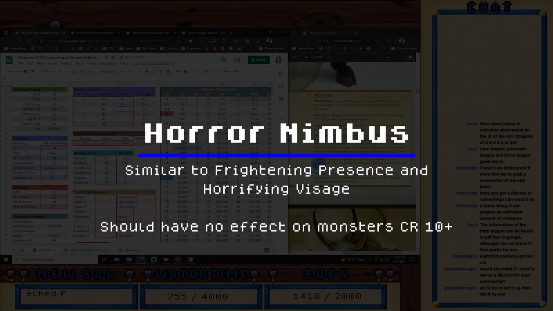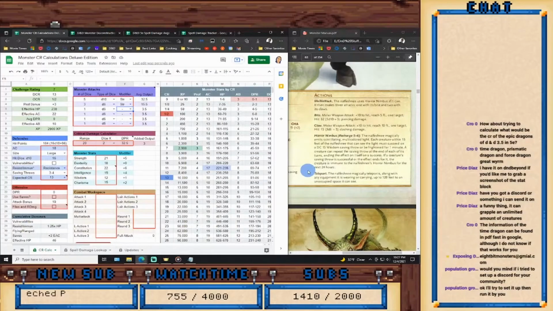And then let's look at this horror nimbus. The Nalfeshnee magically emits scintillating, multicolored light.